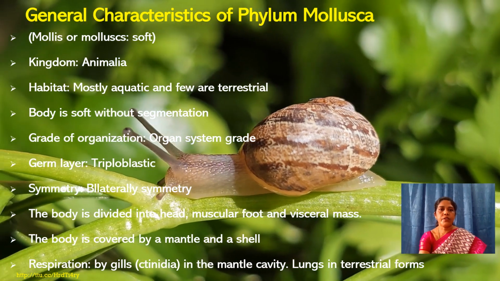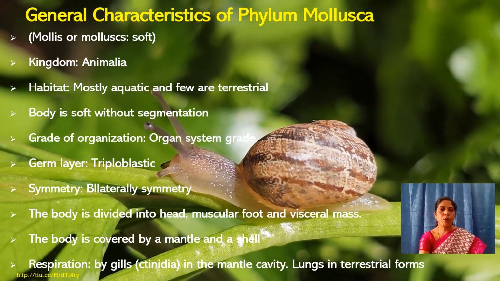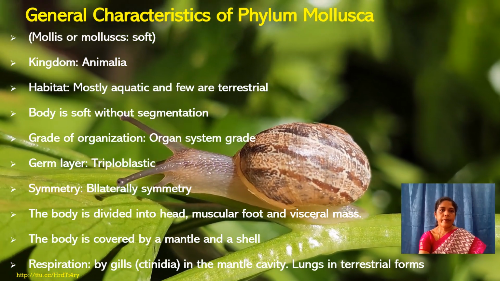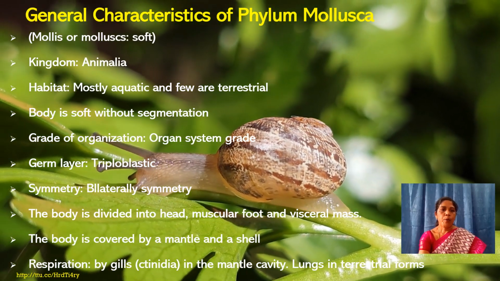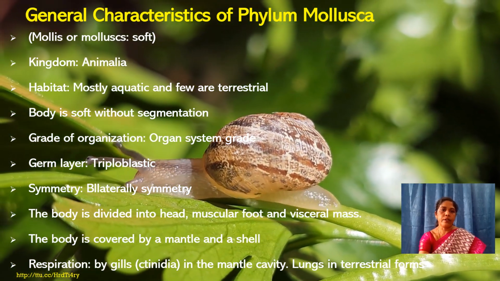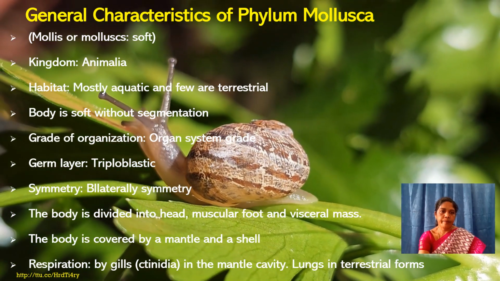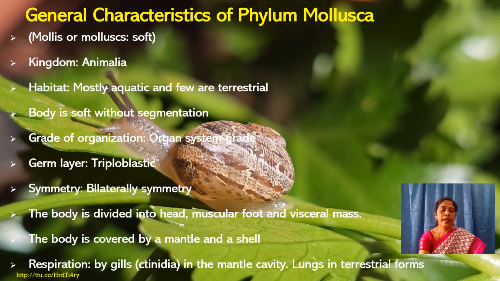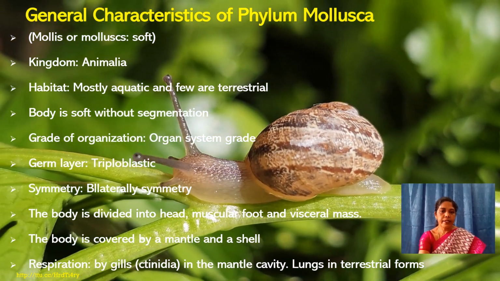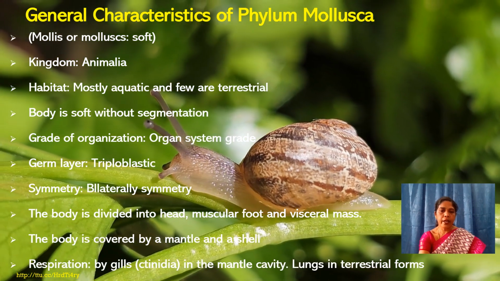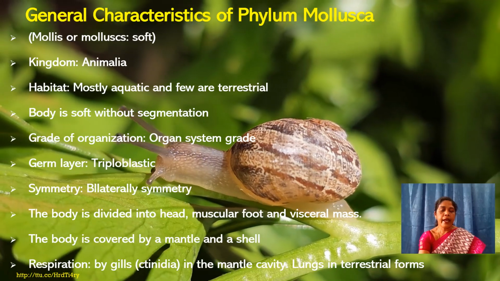Let's discuss the general characteristics of Phylum Mollusca. Mollusks are soft-bodied animals. They are mostly aquatic and few are terrestrial. Body is soft without segmentation. They have organ system grade of organization. They are triploblastic and bilaterally symmetrical organisms. The body is divided into head, muscular foot, and visceral mass. The body is covered by a mantle and a shell.